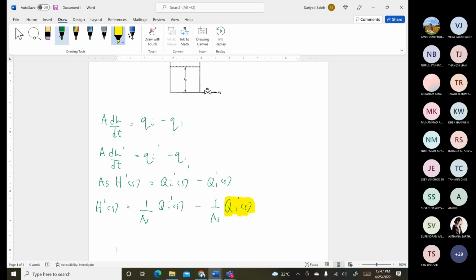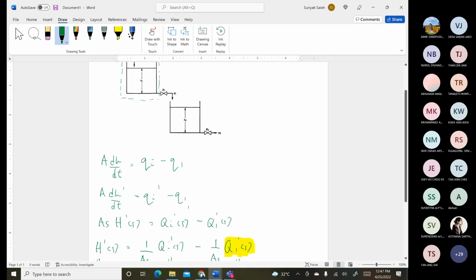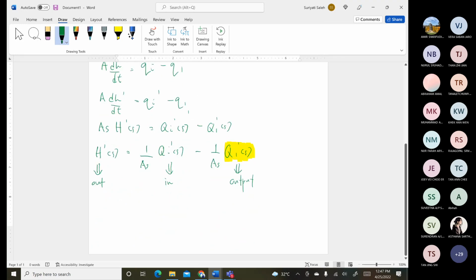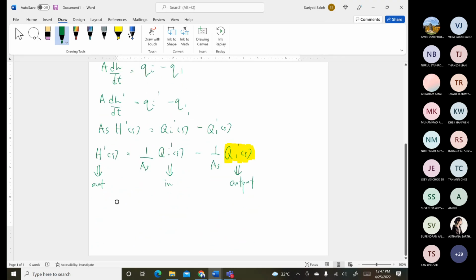Why does it become a problem? Because if we take a look, this one is your input, but this one is your output, the Q1. Q1 cannot be your input because it's the exit flow rate from tank 1. So the location is here, so of course it becomes the output. This represents the problem, because here we cannot factorize Q1 with the H. So still this one is acceptable, only you have two transfer functions.